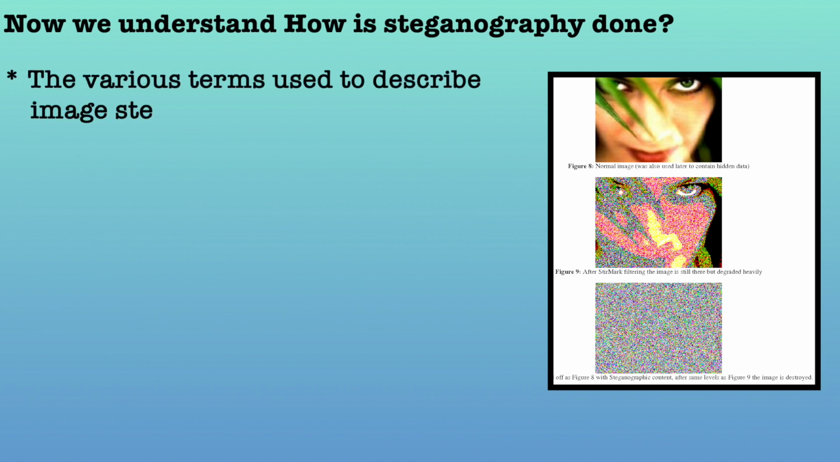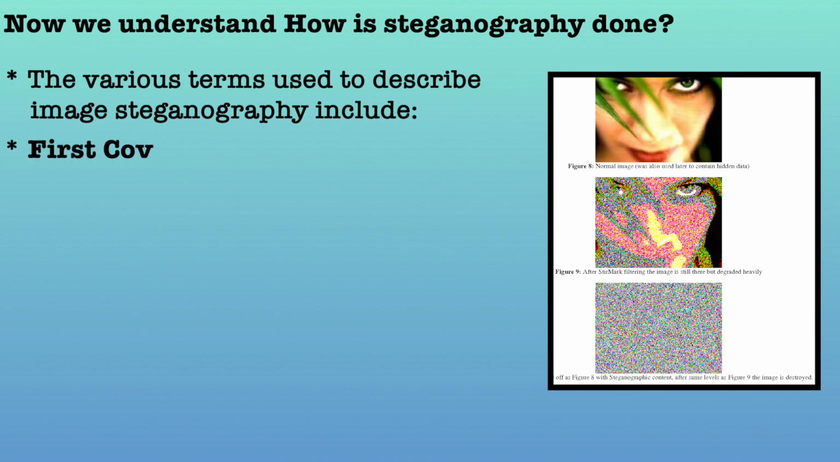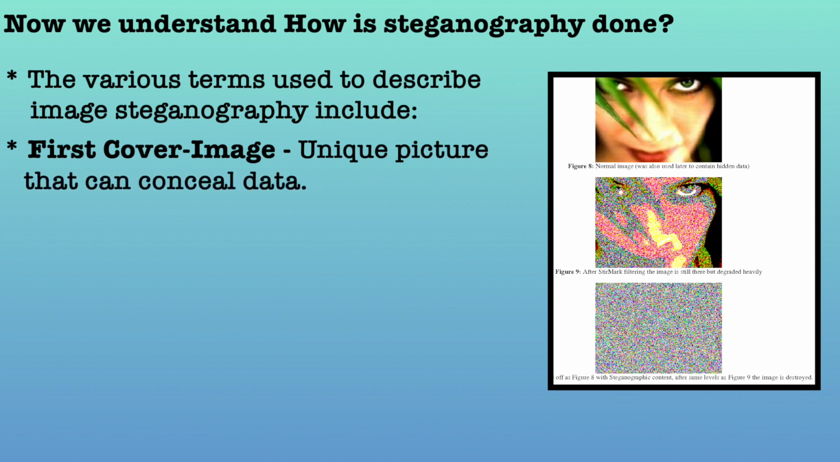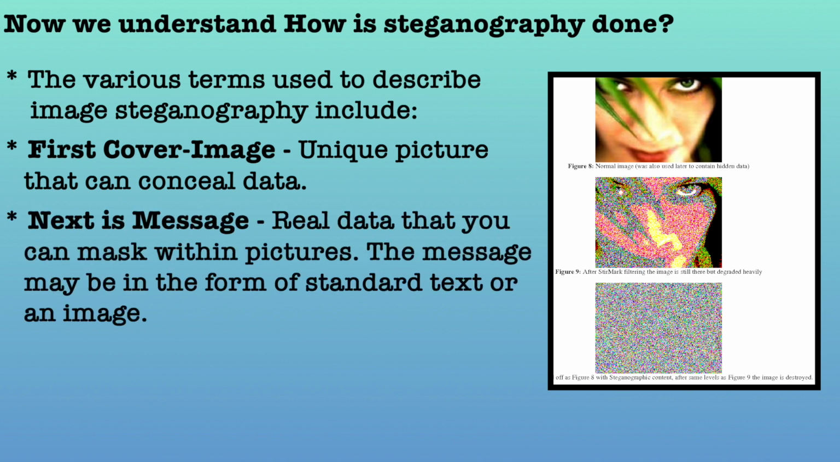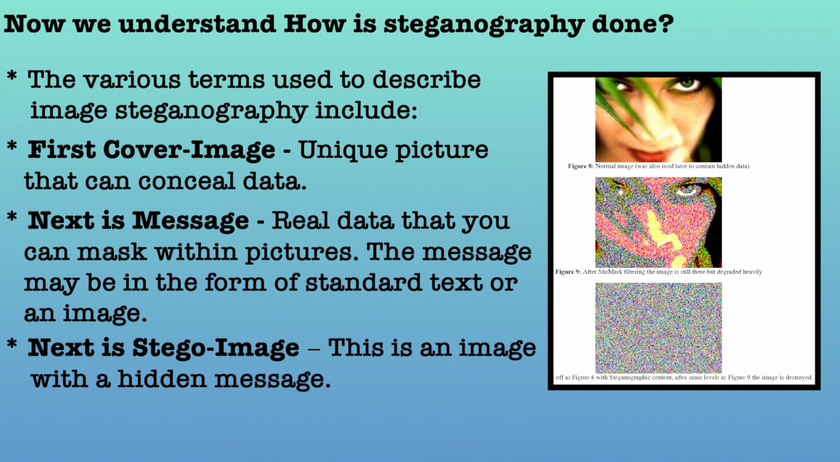The various terms used to describe image steganography include: first, cover image. It is a unique color image file that can conceal the data. It is defined as the original image. The next is text, which is shown in the figure. It is the real data that you can mask within pictures. The message may be in the form of standard text or an image. The next is the stego image. This is the image which has a hidden message.